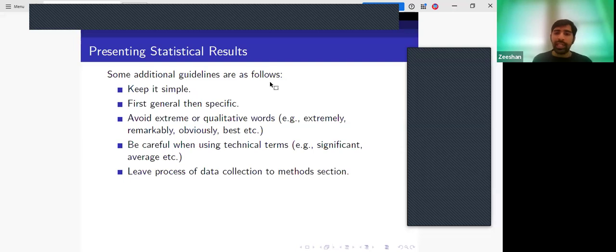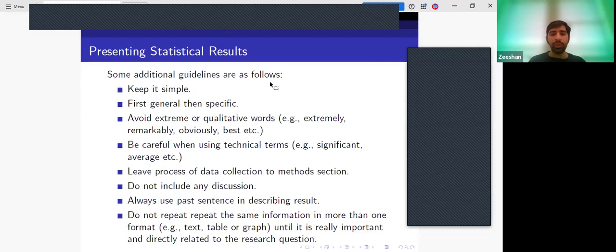Then leave the process of data collection to the method section. You do not need to explain these things in the results. In results, you have to just describe the results. No discussion, no methods section things here. Do not include any discussion, and always use past tense in describing your results.